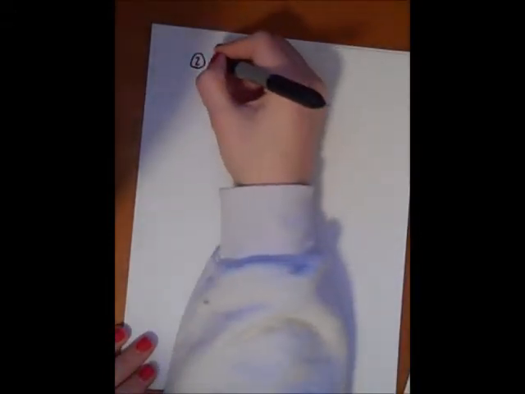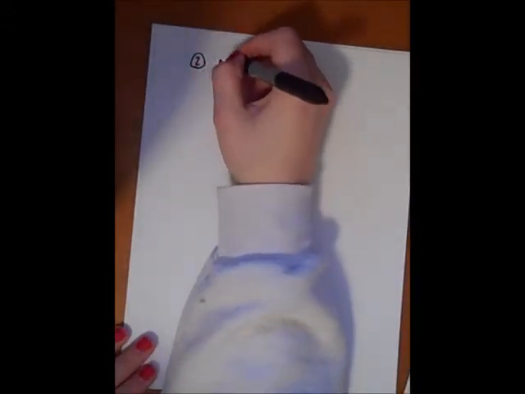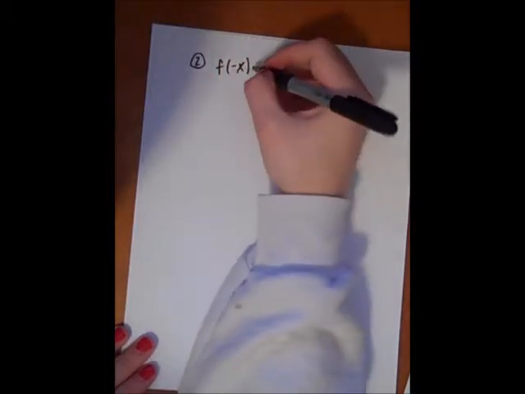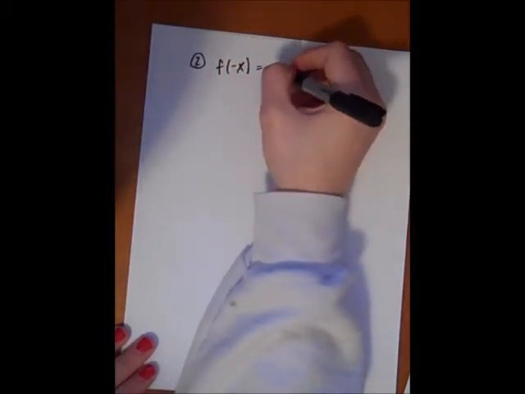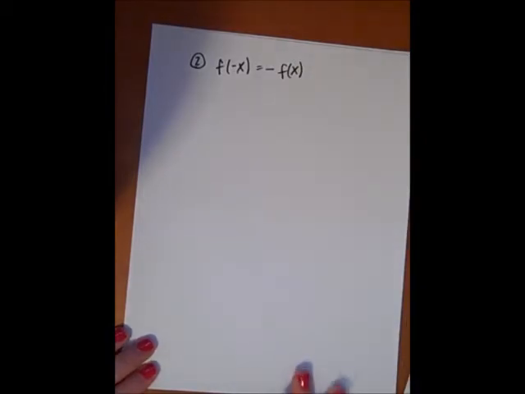Algebraically speaking, though, and that's the way that we're going to concentrate on, to say it's odd, it means f of negative x should be negative f of x. That's what it means for it to be odd.